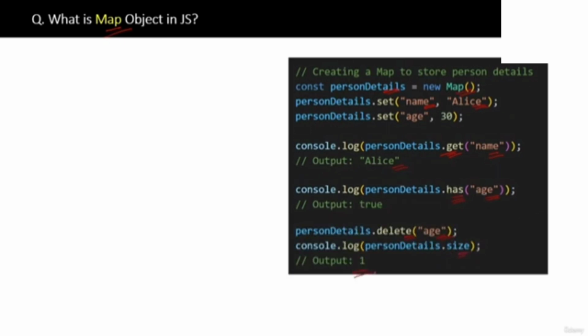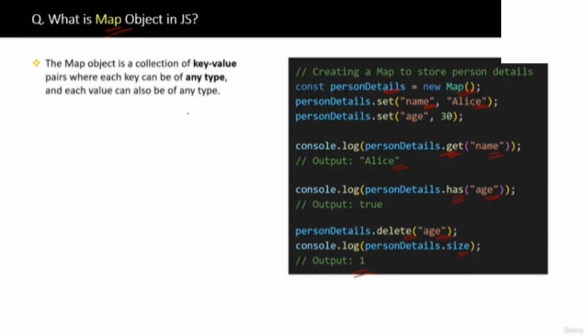Now the question is, what is the most important thing about the map because of which we use map sometimes? Why do we need map? First is, the map object is a collection of key value pairs where each key can be of any type, and each value can also be of any type. So here in the code, this key can be anything like a string, number, array, function, any type.